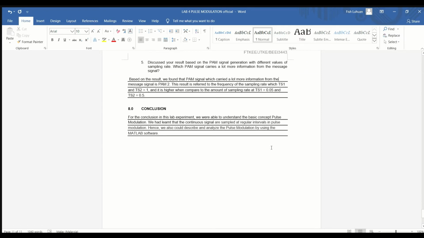And for our last conclusion, in this lab experiment, we were able to understand the basic concept of pulse modulation. We had learned that continuous signals are sampled at regular intervals in pulse modulation. Hence, we also could describe and analyze the pulse modulation by using the MATLAB software.